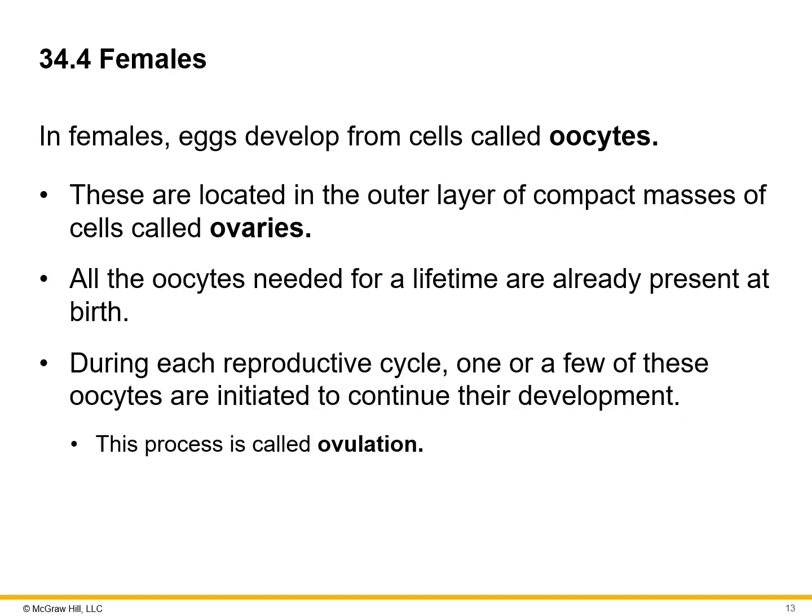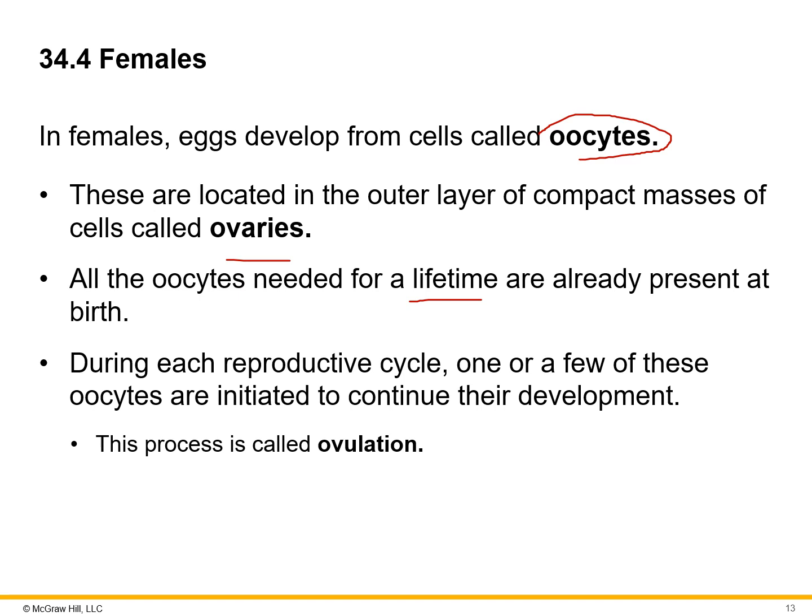All right, now moving into the females. The eggs are developed in the oocytes, and those oocytes are contained within the ovaries. So we have testes in the male, ovaries in the females. These oocytes that'll ultimately lead to egg formation, all that's needed for a lifetime are actually present at birth. So we're not continuing to develop oocytes. At the time of birth, all the oocytes are made.